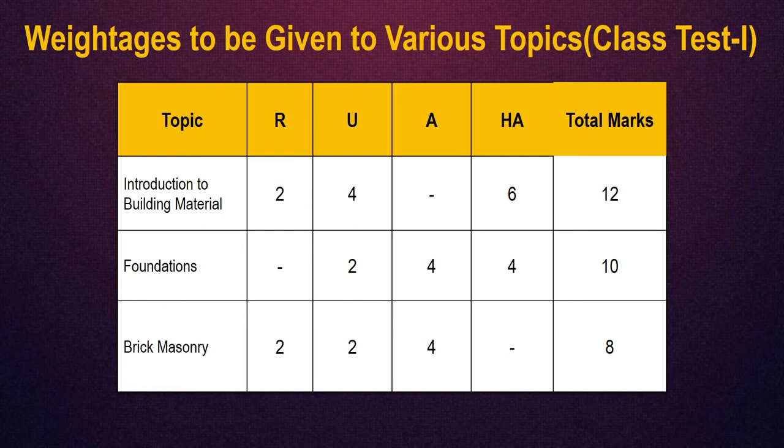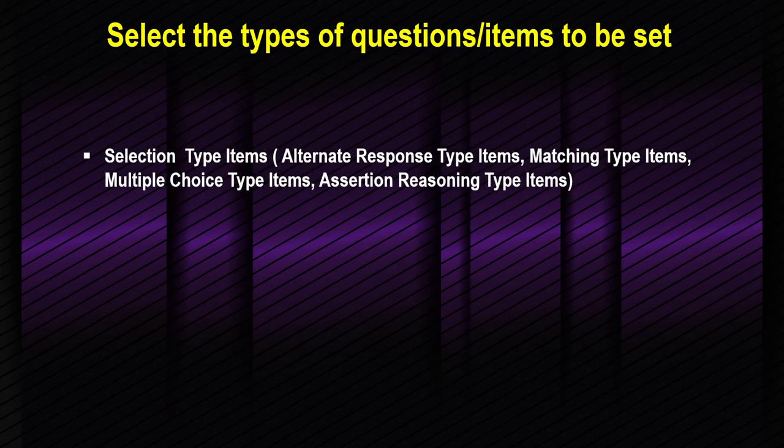After the weightages have been determined, the next step is to select the types of questions or items to be set in the question paper. And we are well aware that you can use selection type items, which include alternate response type items. That means the true false kind of items. There can be matching type items where the student is required to match the principal with the scientist or a principal with its application.